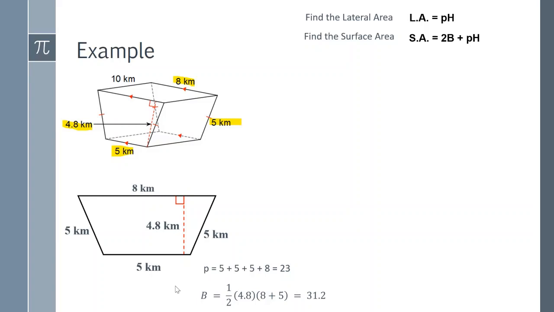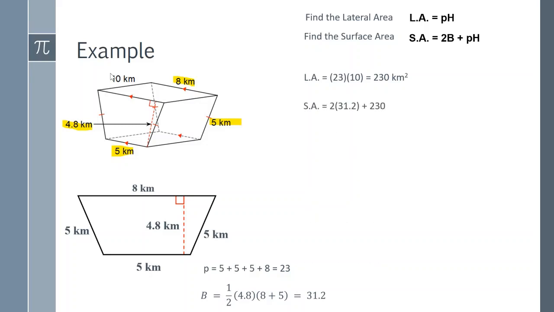So we've got P, we've got capital B. Now we can find the lateral area and the surface area. So let's look at the lateral area. Lateral area is the perimeter, which is 23, times the height. Now again, remember the height, it's not going to be one of these highlighted numbers because it's the number that attaches one base to the other base. So in this case, 10 is our height. So we're going to multiply by 10. That gives us 230 kilometers squared for the lateral area.